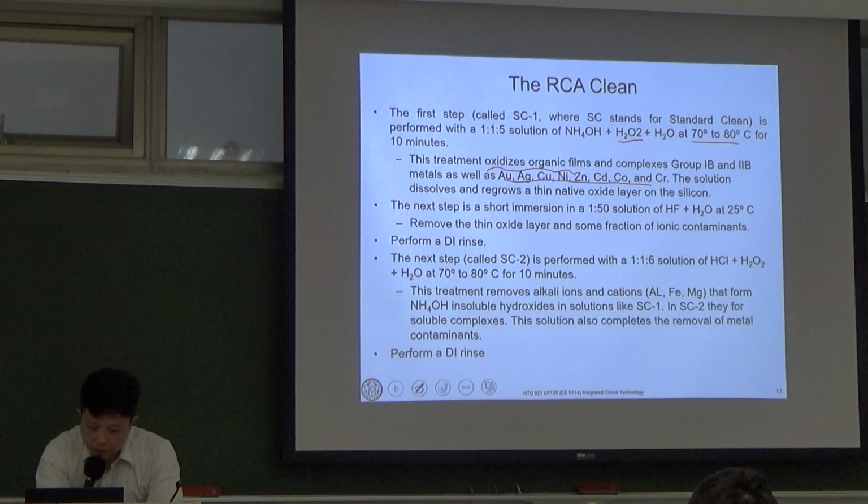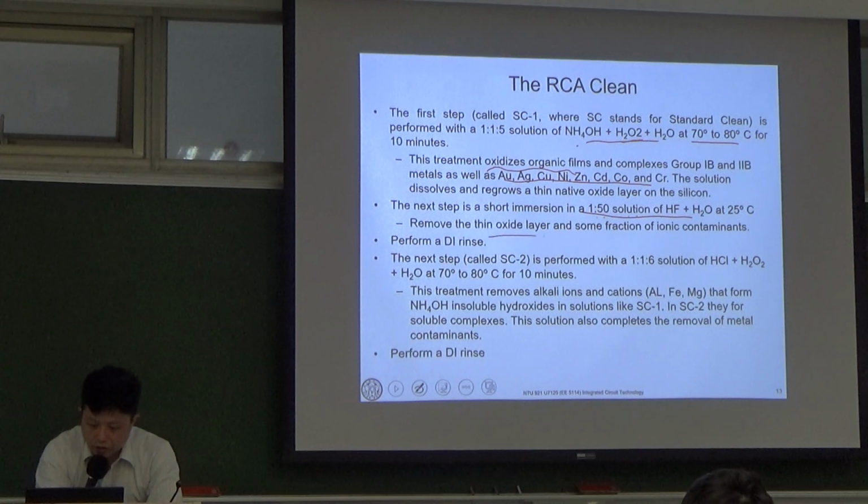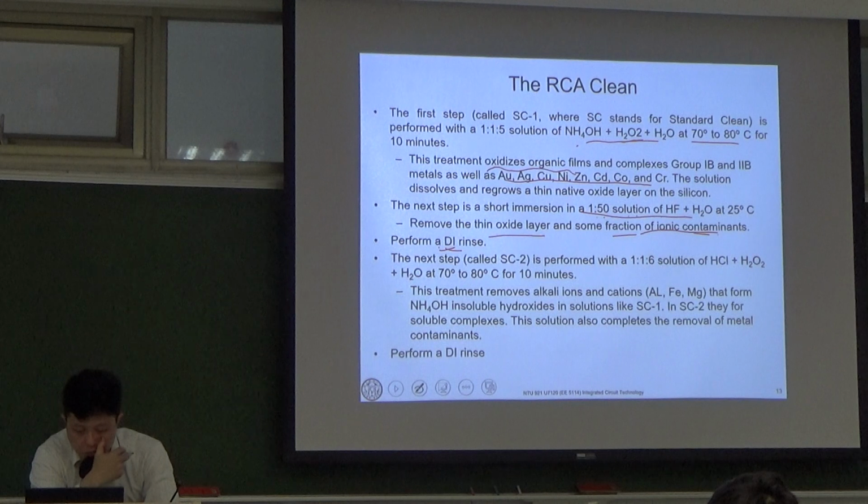And then the next step we dip into this buffered HF solution, with the HF with H2O at room temperature. So since in the first step you already grew this oxide, in the second step you dip into this buffered HF. They will remove this thin oxide layer and also some fraction of these ionic contaminants. Then you rinse in the DI water. DI is deionized water, which means it's very pure water.